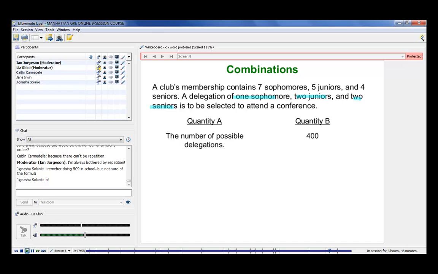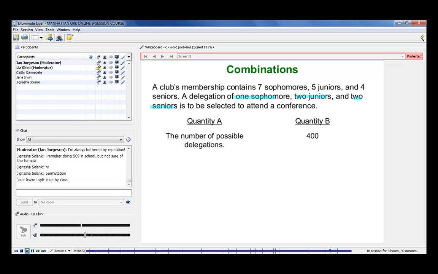The club's membership has 7 sophomores, 5 juniors, and 4 seniors. We know about this delegation: 1 sophomore, 2 juniors, and 2 seniors. How should we approach this? Oh my goodness. 1 sophomore, 2 juniors, 2 seniors, what should we do? Anybody? Type in, tell me if you got it. Tell me what was your strategy. How do we think to begin?